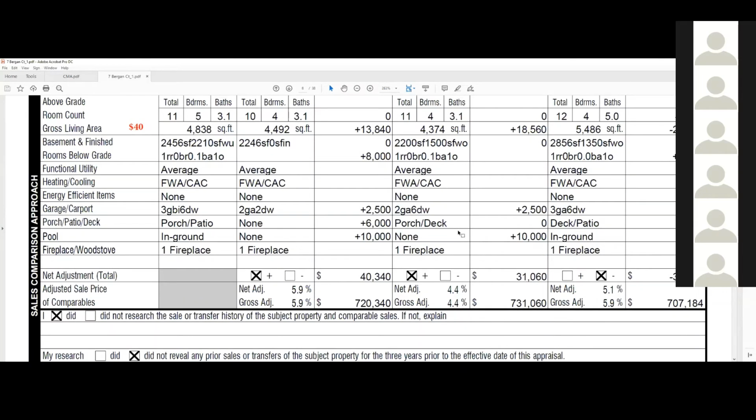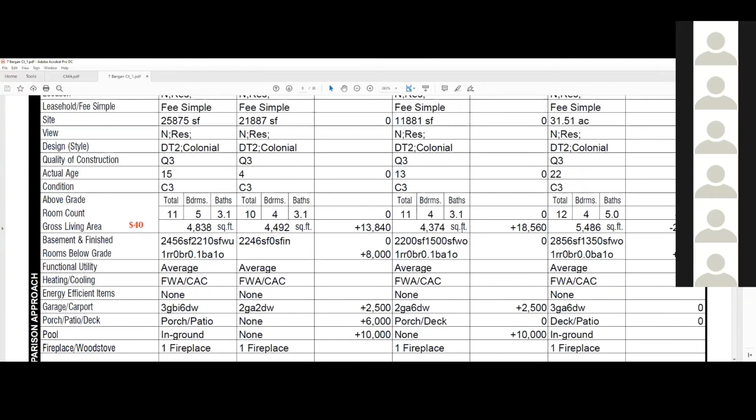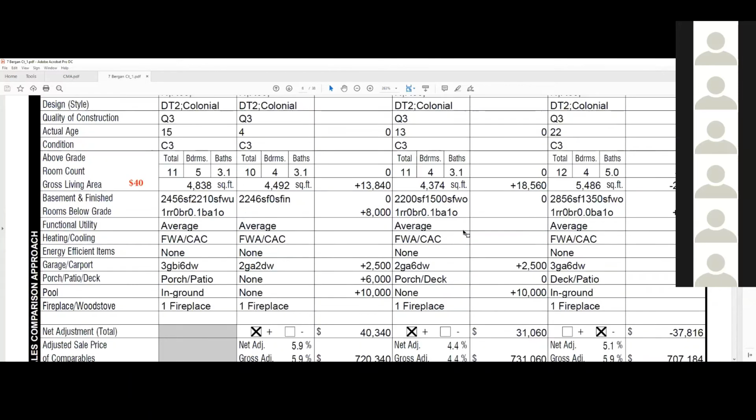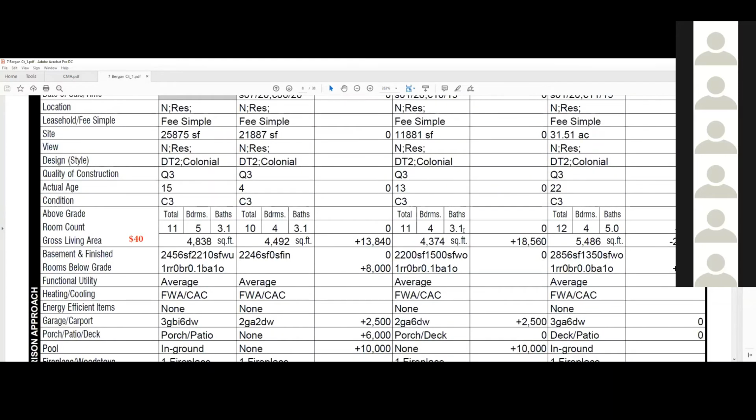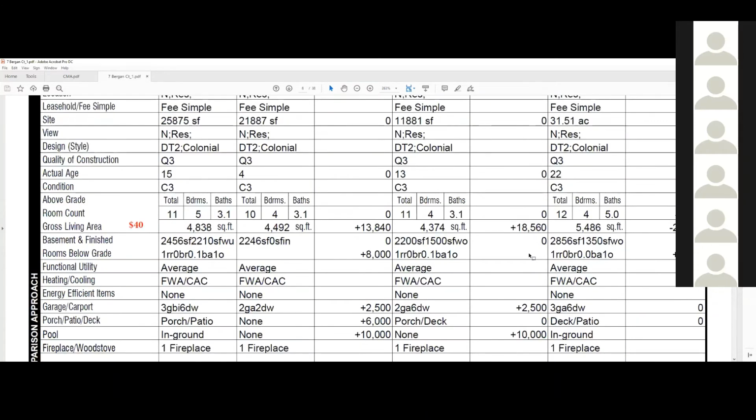Even if he over appraises it, if it appraises at 725, the lender is not going to make any difference how much your down payment would be, and the seller is not going to come back to you and say, no, it appraised at 725, now you have to increase your sale price to 725. So here's only a $3,000 difference, because this home has a 1,350 square feet finished basement versus 2,200.